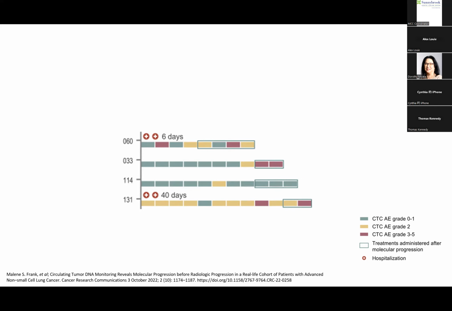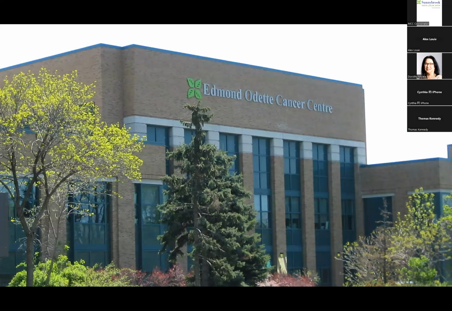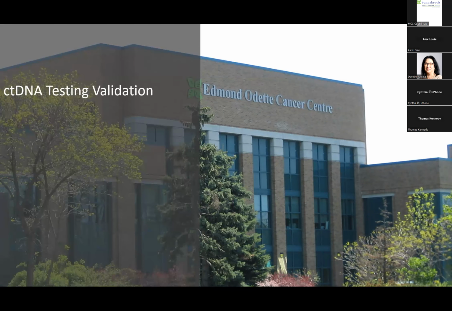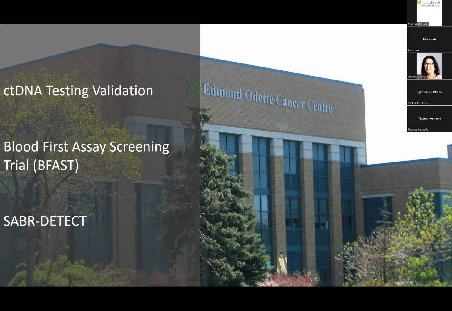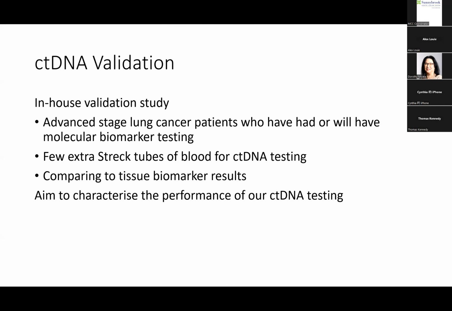All right, thank you. Moving on to what we're doing here. As Alex mentioned, we are currently conducting a ctDNA test validation study. Additionally, the BFAST, or Blood First Assay Screening Trial, is enrolling. And also, a new trial recently opened is SABRE Detect. This is our ctDNA validation study.